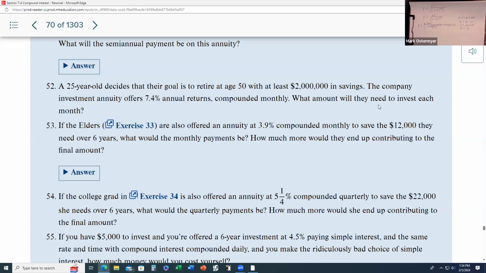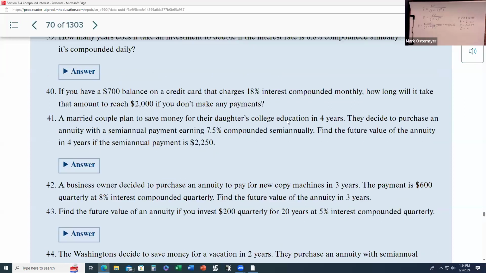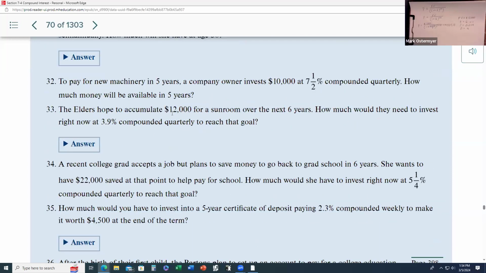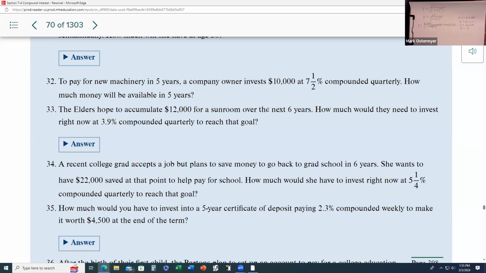So, ladies and gentlemen, I got a question for you. Is this a simple present value compound interest problem, or might it be like a present value annuity? It's one of those two. Which one is it? That was number 33, classwork number 1. And we got $9,507.11 for number 33.